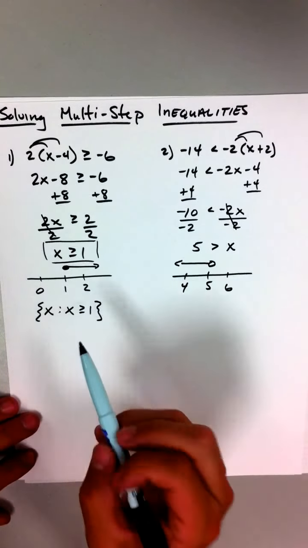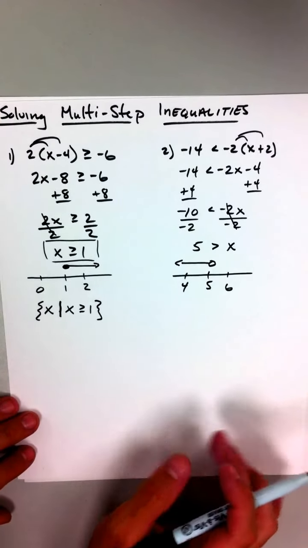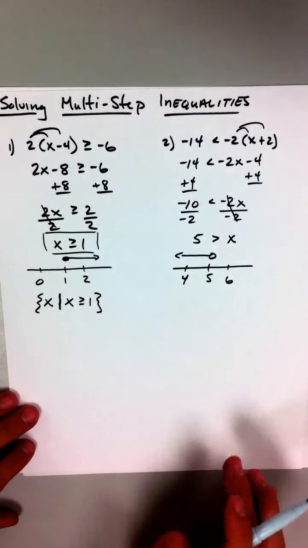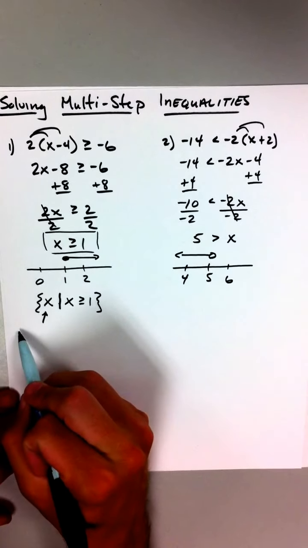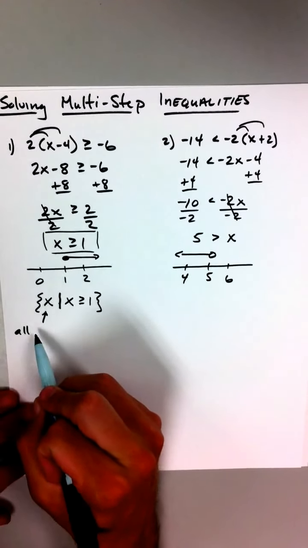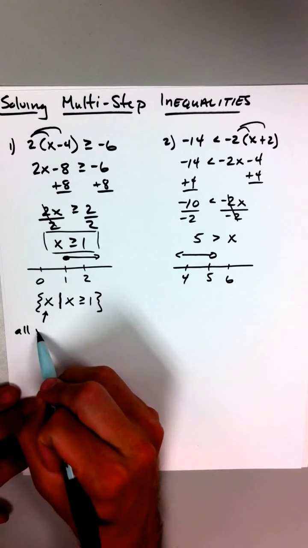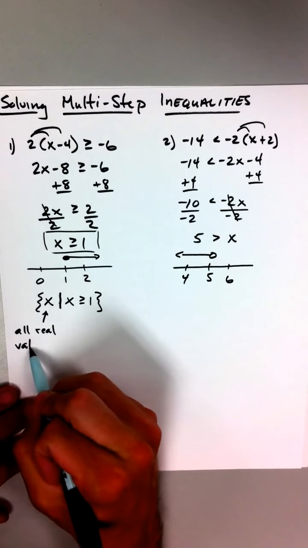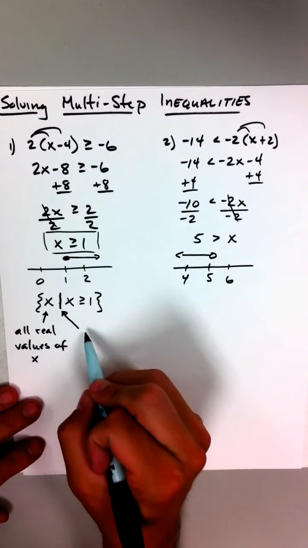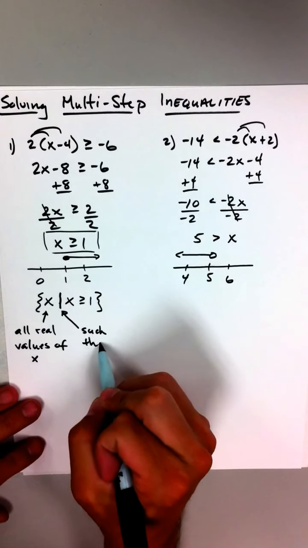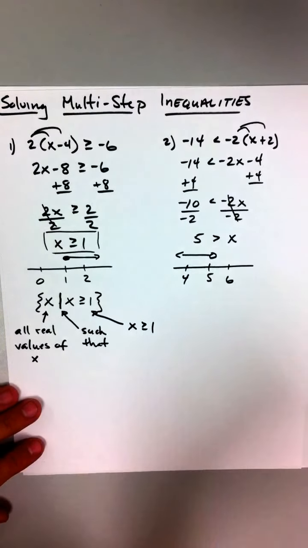Sometimes we use a little colon. Some people like to use a little line like that. It means the same thing. So why do we do that? Well, we're trying to be really accurate with our answer, and the way you would read this is there's a couple different ways, but one way you could say is all values of x, or all real values of x. And then this right here means such that. And then this part right there, x is greater than or equal to 1.